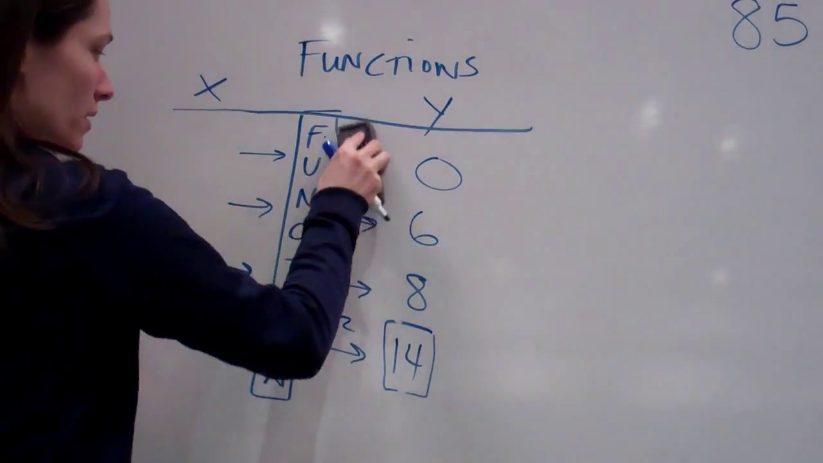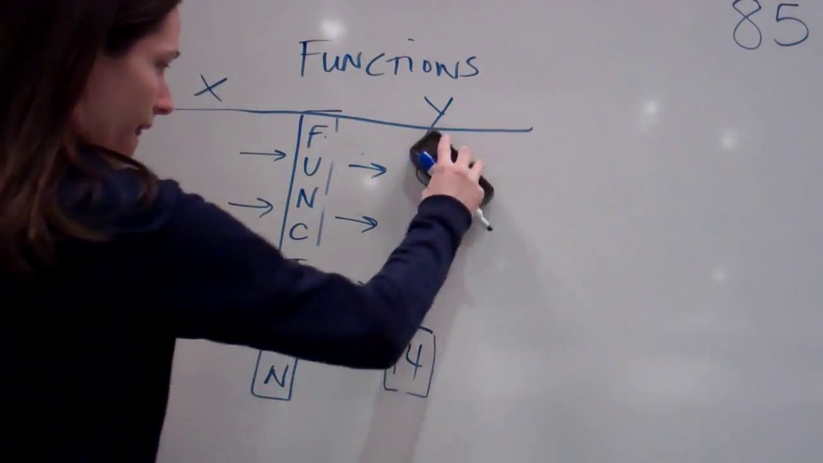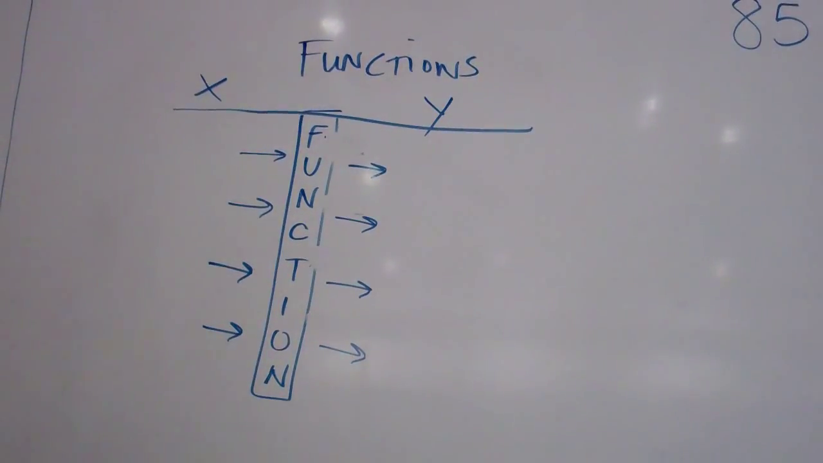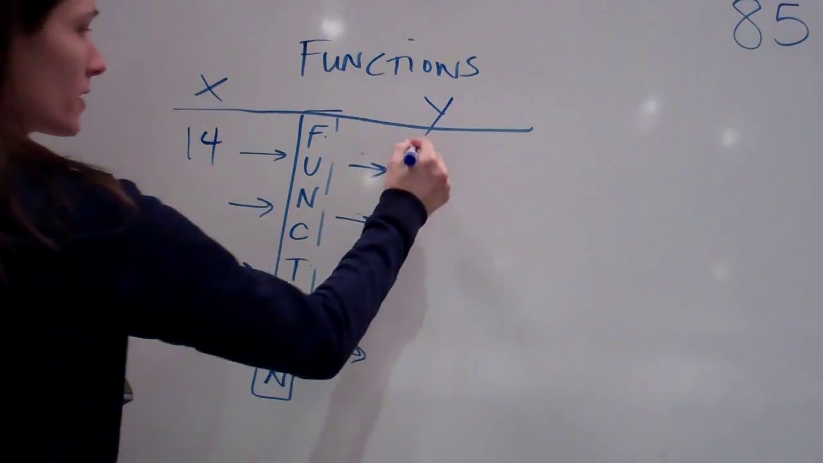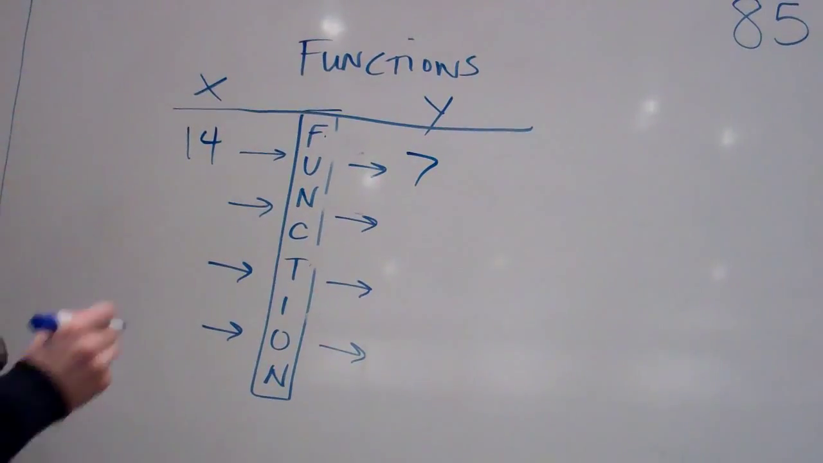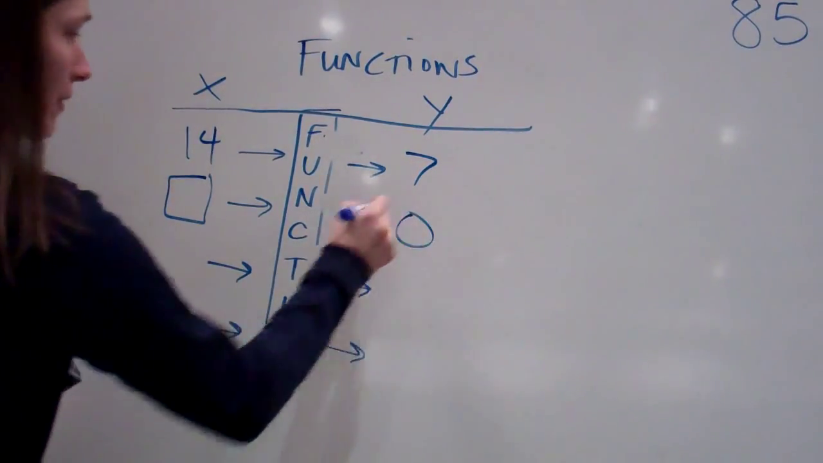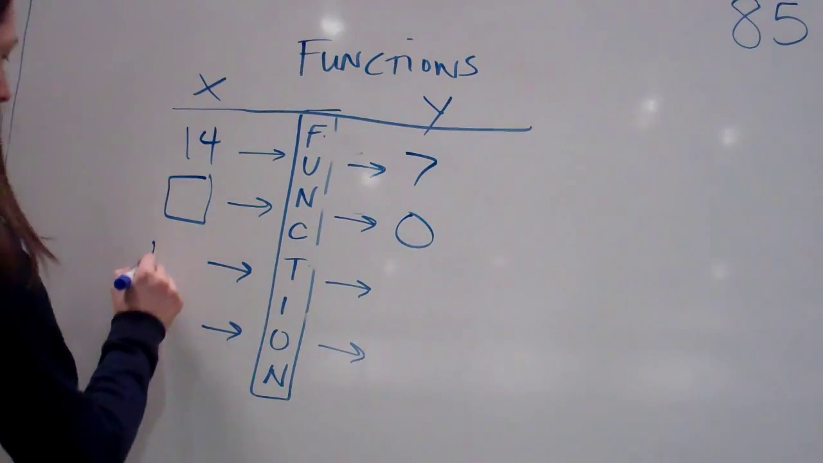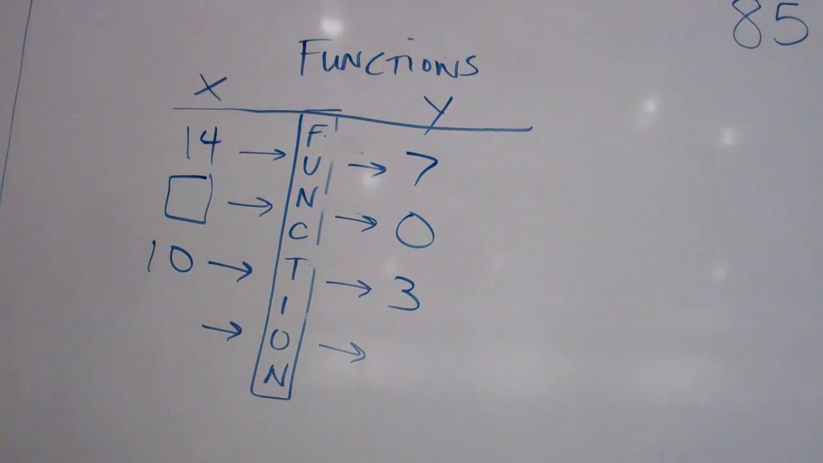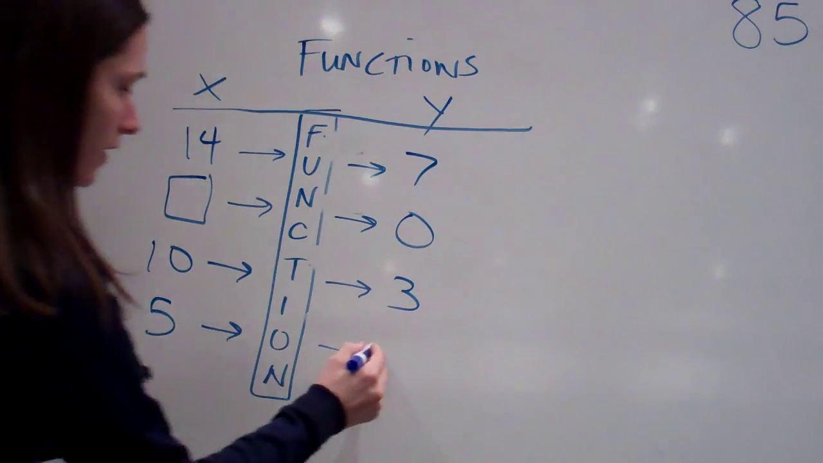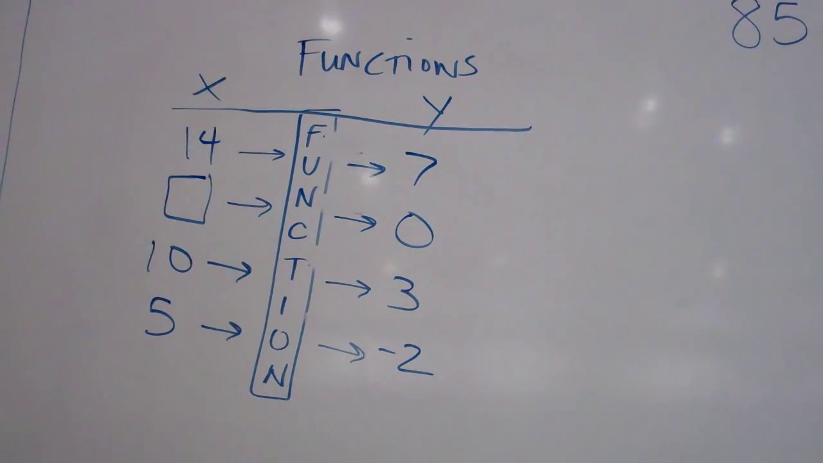Can we do this one on our own? Not yet. But thank you for asking. 14, 7, blank, 0, 10, 3. Who thinks they know it? 5, negative 2, minus 7. Who agrees?